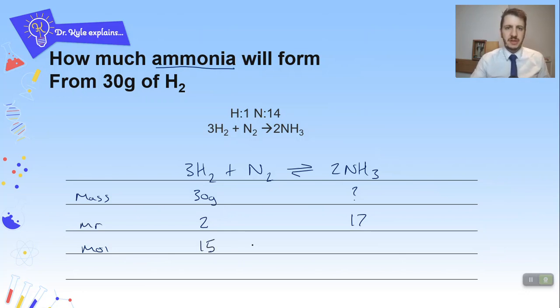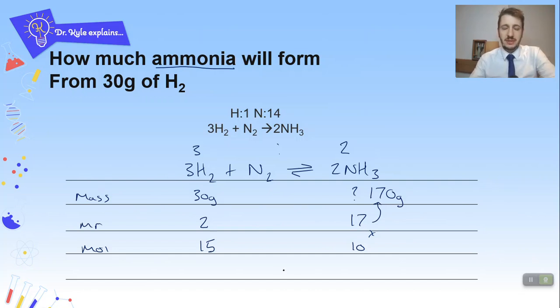Okay, now I look at my ratio. So I've got 3 moles here reacting with 2 moles over on this side. So the ratio here is 3 to 2. And so what I'm going to do then is divide 15 by 3 because I've got 3 there, and then I'm going to times that by 2 to give me 10 moles over there. 10 times 17 gives me my mass equals 170 grams.